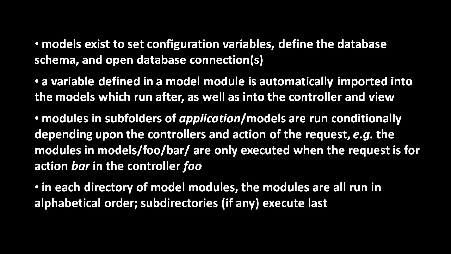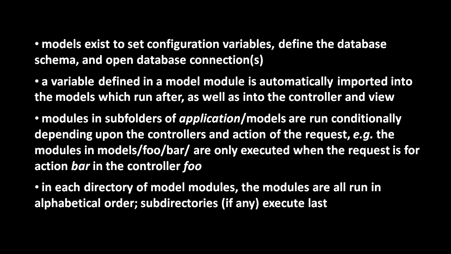Now the question that remains is, for a particular request, which model modules are going to run? Well, first off, all the model modules are included in the models subdirectory of your application directory, and all the modules directly in that directory are always run for every request. However, for any modules placed in a subdirectory of the models directory, only the directory with the name matching that of the controller and the action of the request gets executed. So, for example, the modules in the subdirectory models/foo/bar only get executed in a request where the controller is foo and the action is bar. Similarly, any modules found in just models/foo get executed when the controller is named foo, no matter what the action is.